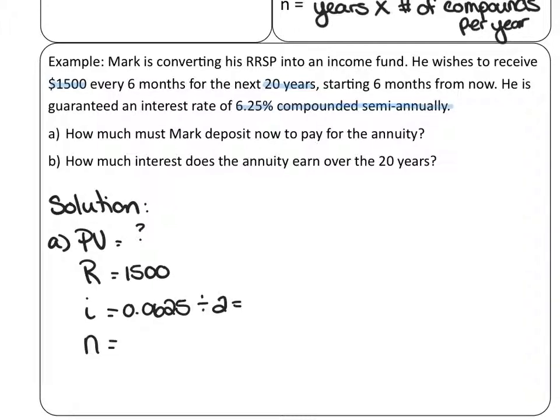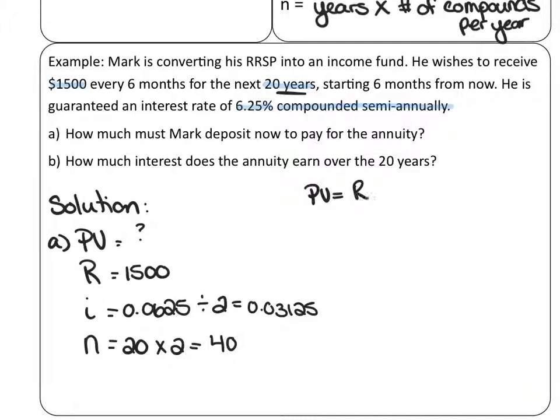And N is how many years? 20 years, which I got from up here, and we're going to times it by 2. That one's easy. It's 40. And I'll just do this calculation: 0.0625 divided by 2, which is 0.03125. Once you have all of those numbers, we've got 3 numbers and we're looking for PV. We'll use the formula.